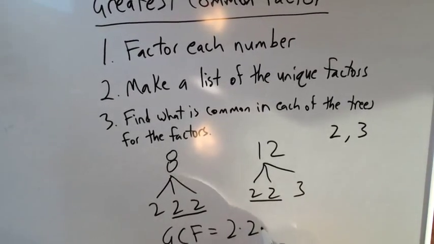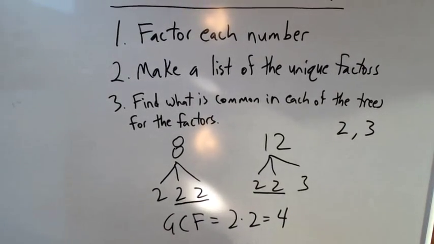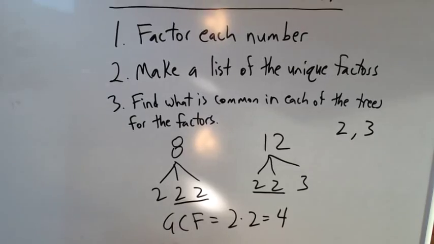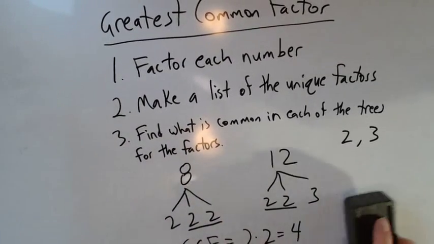So 2 times 2 is equal to 4. So the greatest common factor here is 4. So that's how you find the greatest common factor. And we use the greatest common factor when we reduce fractions.